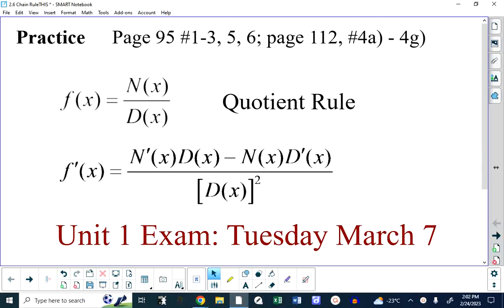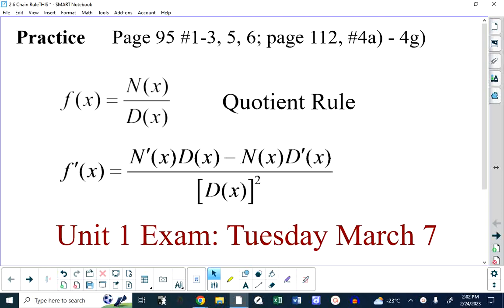The quotient rule says if you have a function f of x equals a numerator over a denominator, in other words, the function is a quotient, the derivative of the function can be found by taking the derivative of the numerator multiplied by the denominator minus the numerator multiplied by the derivative of the denominator over the denominator squared.